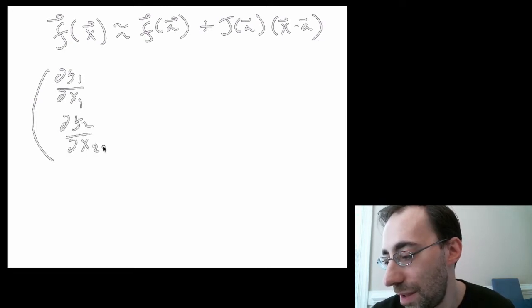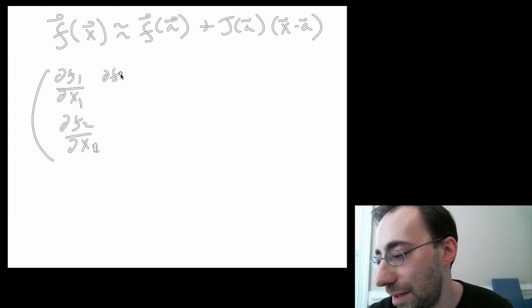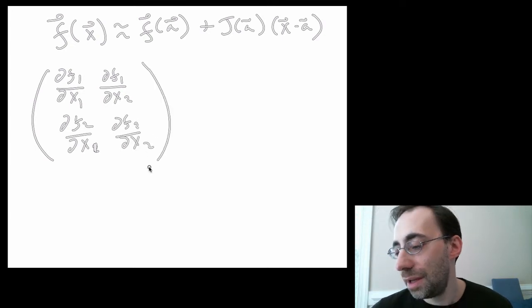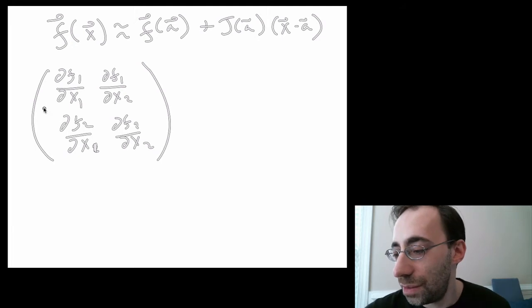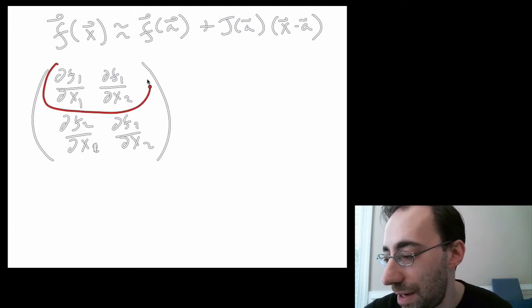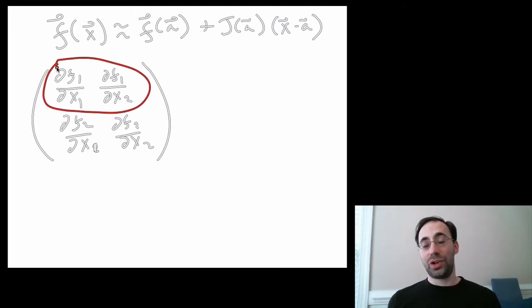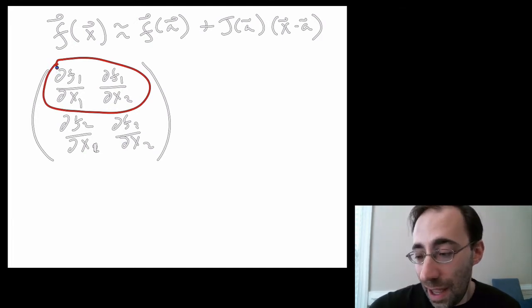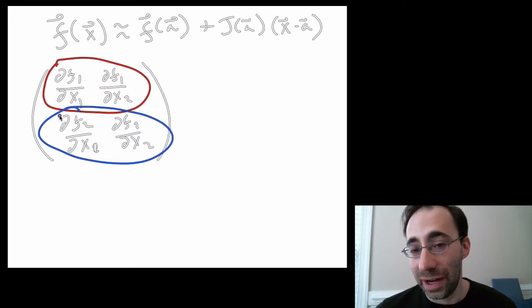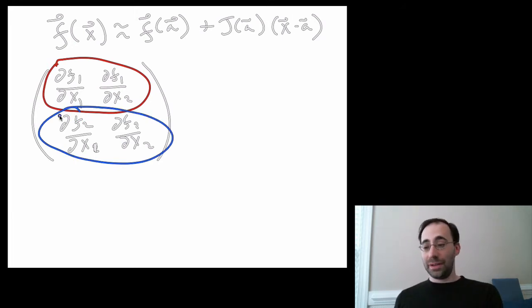each row of the Jacobian matrix is actually the gradient for a component of the function. So this over here in red is the transpose of the gradient vector for f1, and this one down here in blue is the transpose of the gradient vector for f2. And if you had more components of f, you would have more of these rows. So basically this whole thing ends up being gradient.